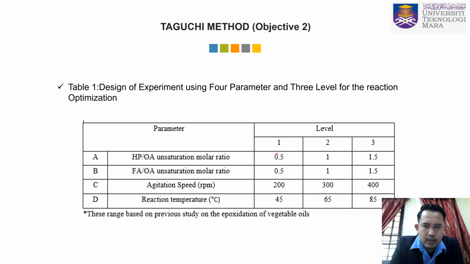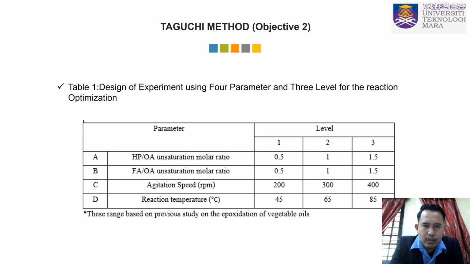So we use 3 levels, which are 0.5, 1, and 1.5 for parameter A. For parameter B, level 1 is 0.5, level 2 is 1, and level 3 is 1.5 molar. And for parameter C, we use 200 for level 1, 300 for level 2, and 400 for level 3. And for parameter D, we use 45 degrees C, 65 degrees C, and 85 degrees C.